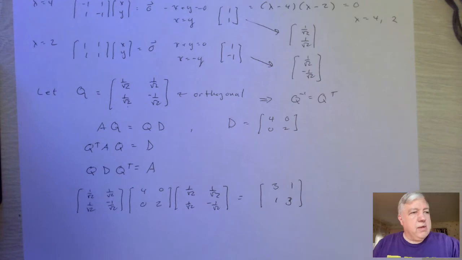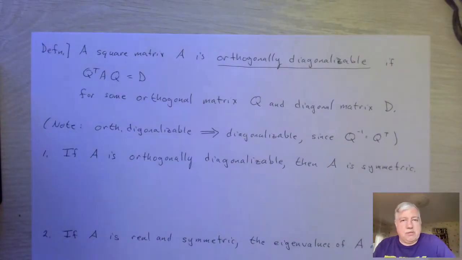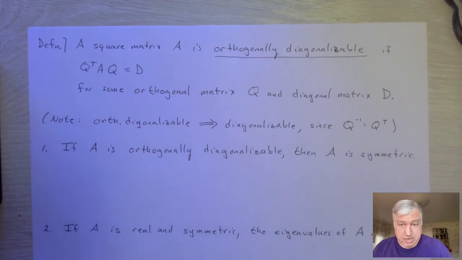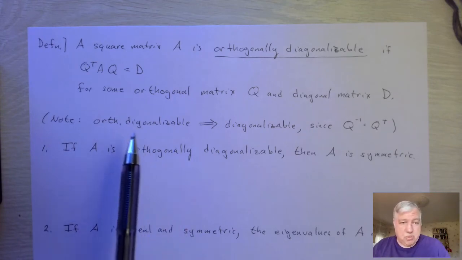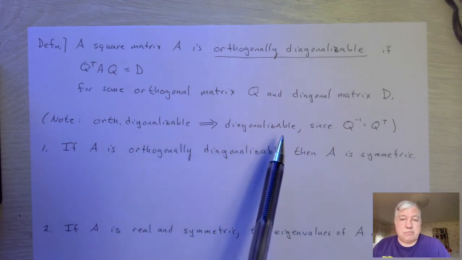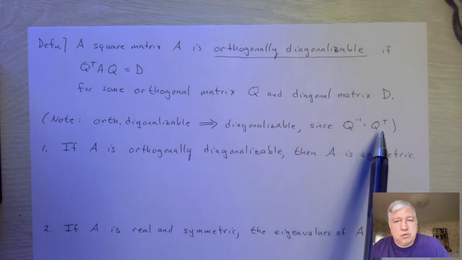Okay, so that brings us to the first definition. We say a square matrix A is orthogonally diagonalizable if Q transpose AQ is equal to D for some orthogonal matrix Q and some diagonal matrix D. Now this also means, of course, that if it's orthogonally diagonalizable, it's automatically diagonalizable, since Q inverse is going to be equal to Q transpose.